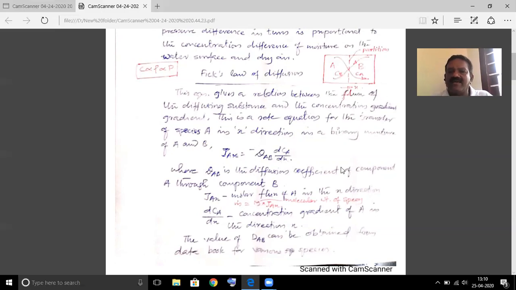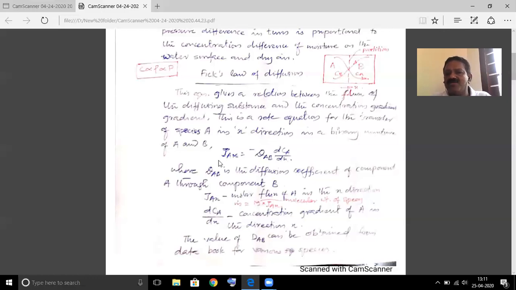Similarly, we can write J_BX is equal to minus D_AB into dC_B by dx. That will be taking place in the opposite direction of A. So dC_A by dx is known as the concentration gradient, and D_AB is known as the diffusion coefficient of A with respect to B.